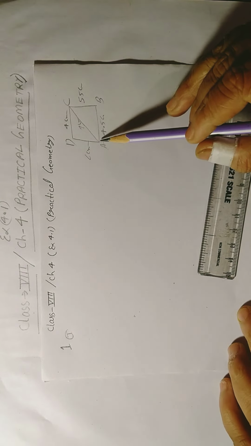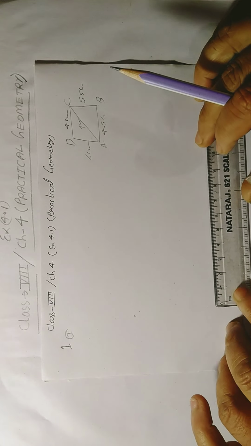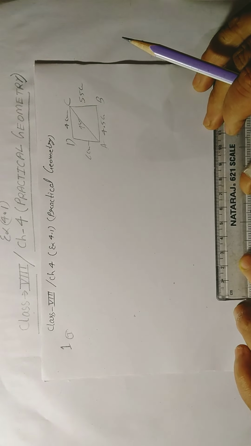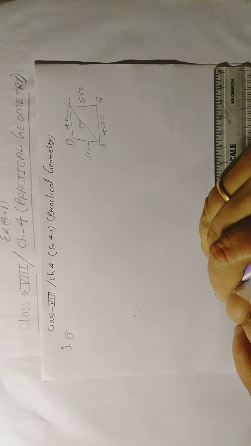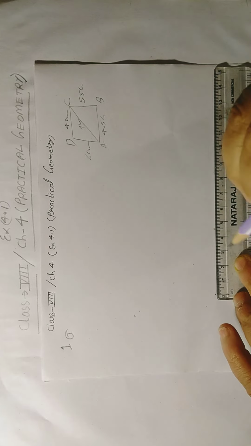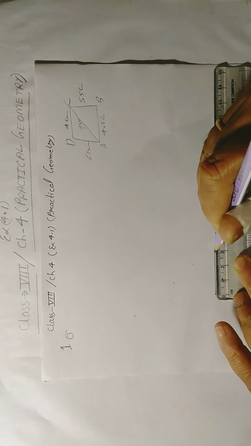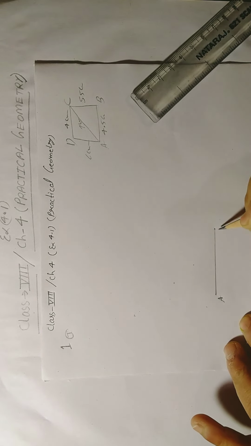Okay students, now we start the construction of quadrilateral ABCD. So firstly we have to draw a line segment AB of 4.5 centimeter. To draw line segment AB, firstly we mark two endpoints, first at 0 and second at 4.5, and join these two endpoints. So it is a line segment AB of 4.5 centimeter.